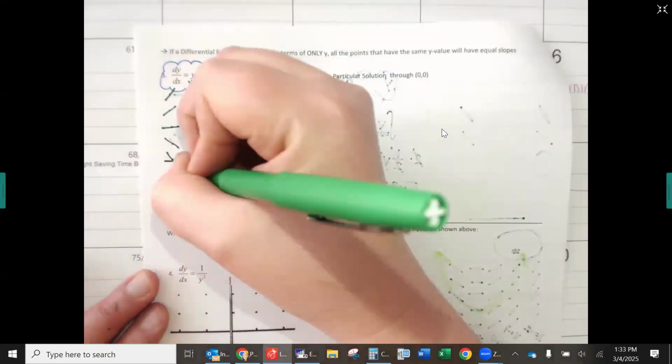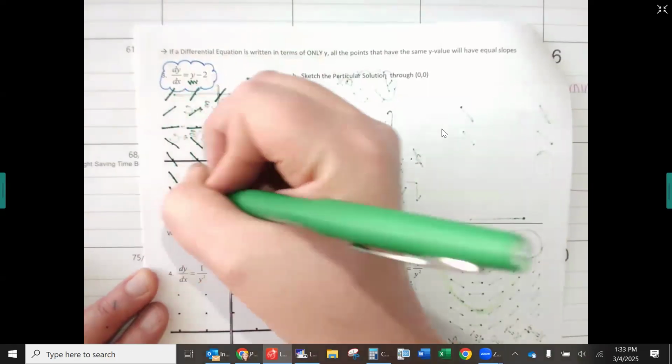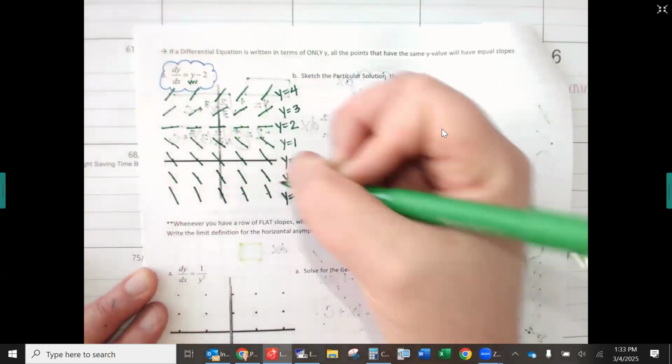So you can kind of identify the patterns as you're going through it so that hopefully you won't have to plug in every single point. You can just kind of see, oh, as I get away from 2, my graphs should be getting steeper downhill as I go down or steeper uphill as I go up. And then we're not going to solve.